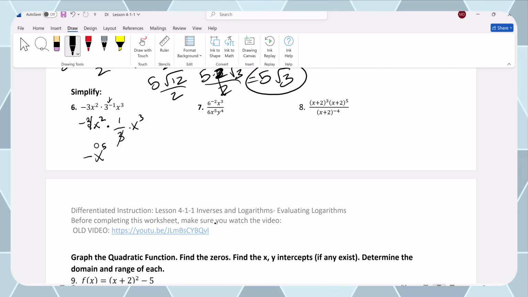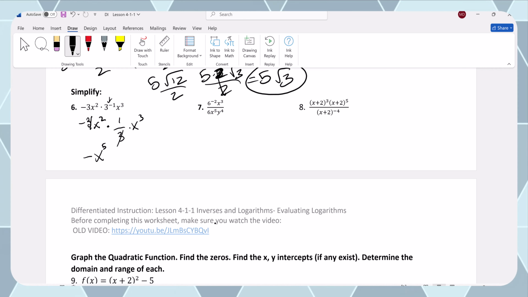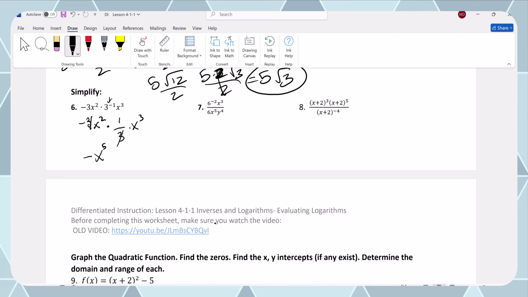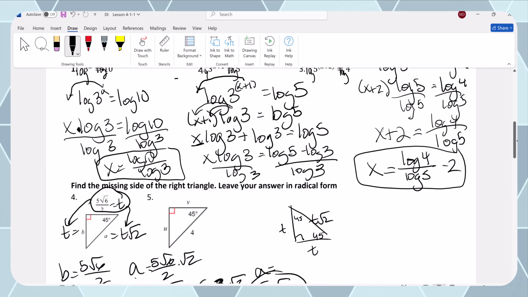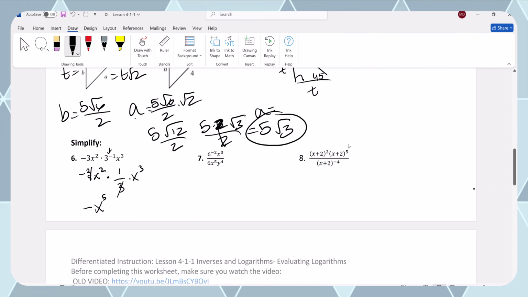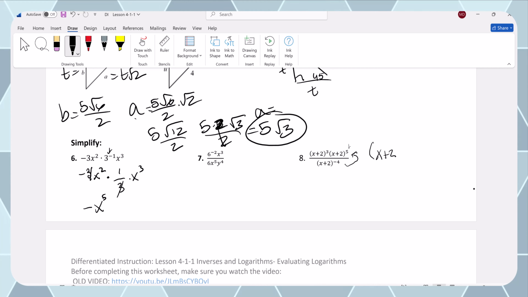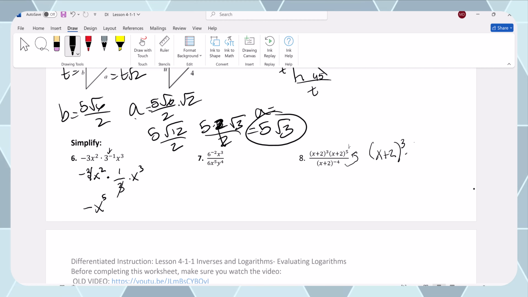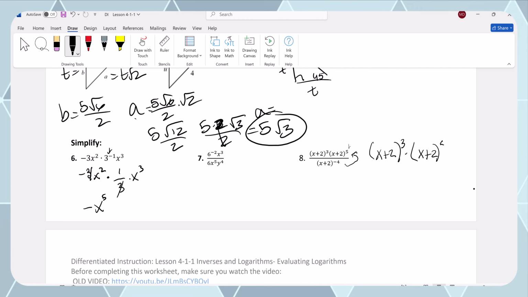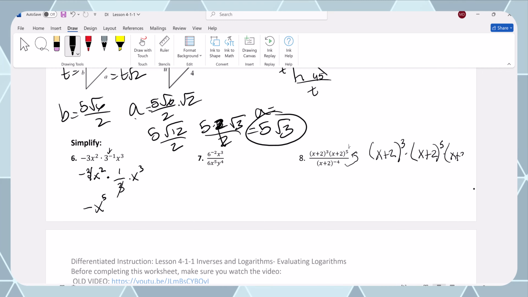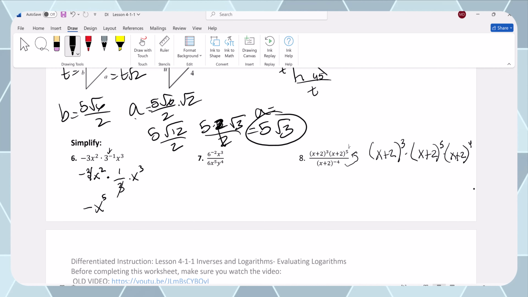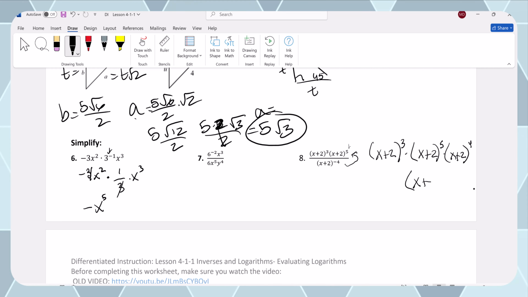For number 8, you can consider this base being x plus 2. You don't need to multiply it out. But I have 3 of them times another 5 of them, and then I have negative 4 of them on the bottom. I can move those 4 that are on the bottom to the top. And so this becomes x plus 2 to the third times x plus 2 to the fifth times x plus 2 to the fourth. Well, now I can just combine them all together, and that becomes x plus 2 to the 12th.